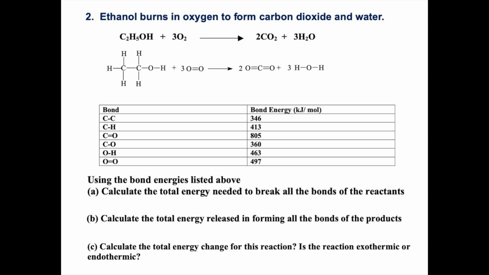So here's question 2. It involves 1 molecule of ethanol reacting with 3 molecules of oxygen to form 2 molecules of carbon dioxide and 3 molecules of water. The bond energy data is shown in the table, and we want you once again to calculate the total energy needed to break all the bonds of the reactants, then to calculate the total energy released in forming all the bonds of the products, and then finally to use this to work out the total energy change for the reaction and to determine whether it's exothermic or endothermic.